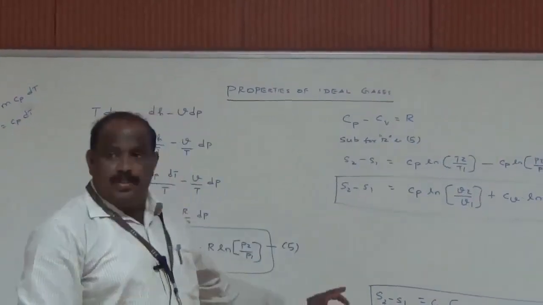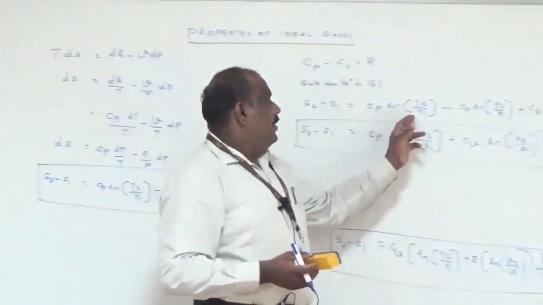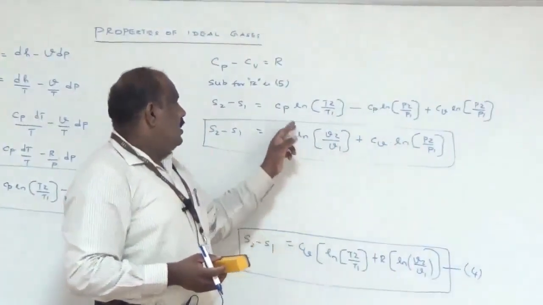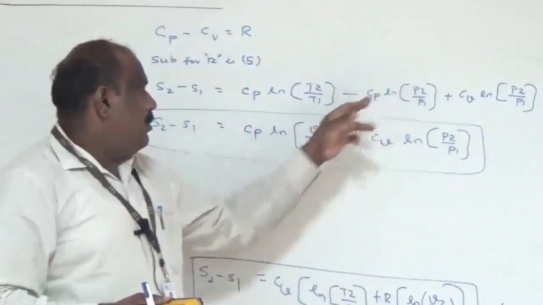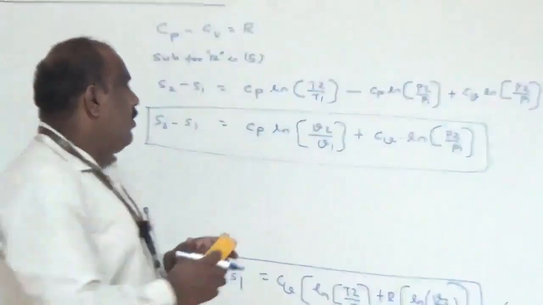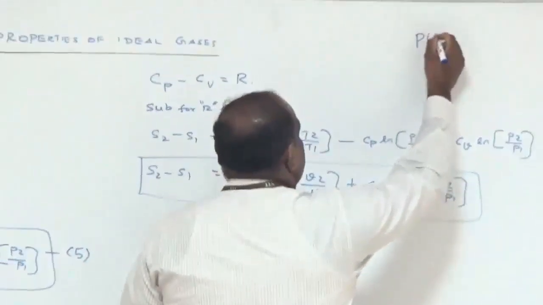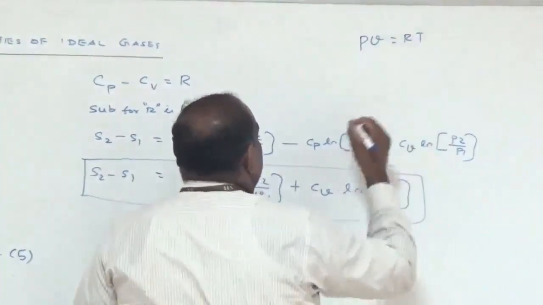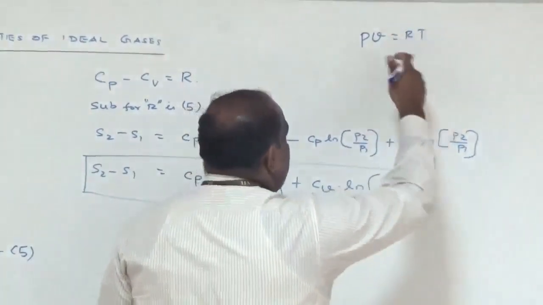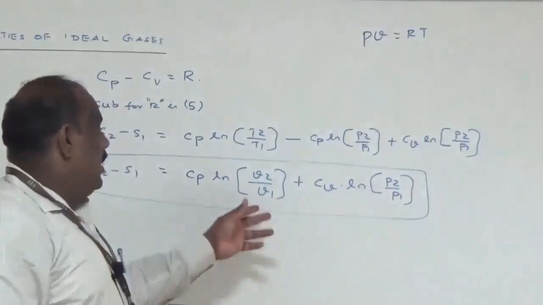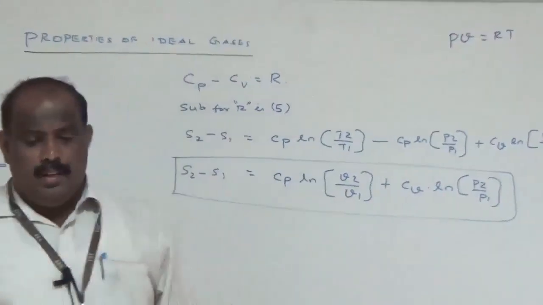I hope we can understand this process. From these two terms, we can make them into one term: Cp ln of T2 by T1 minus Cp ln of P2 by P1 as Cp into ln of v2 by v1. Based on the ideal gas equation PV equals RT, from this we can find the value of T2 by T1 and P2 by P1. Finally we will end up with v2 by v1.